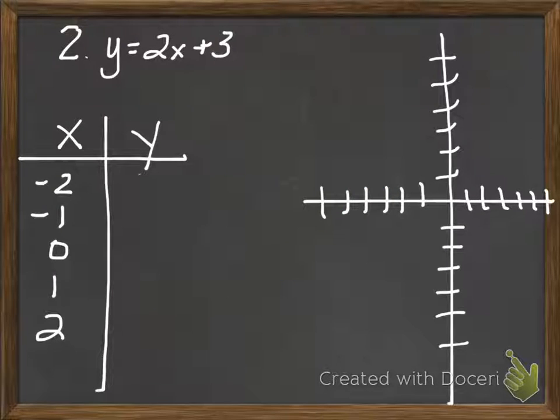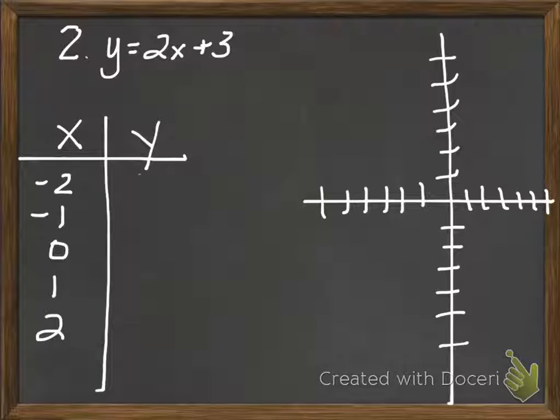So let's go ahead and move on to the next one that we have. Now our equation says y equals 2x plus 3. The first thing we need to look at is to make sure that we have a y equals, which we do. So we can go ahead and start plugging in our numbers for x.